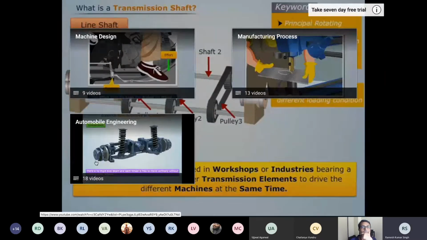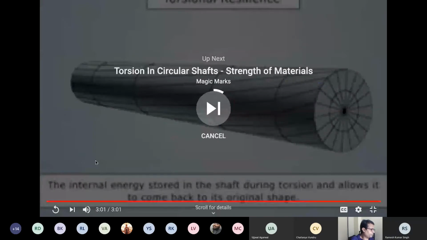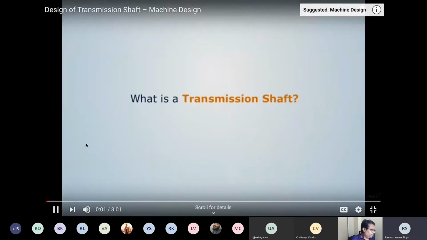The related term is, what is a transmission?